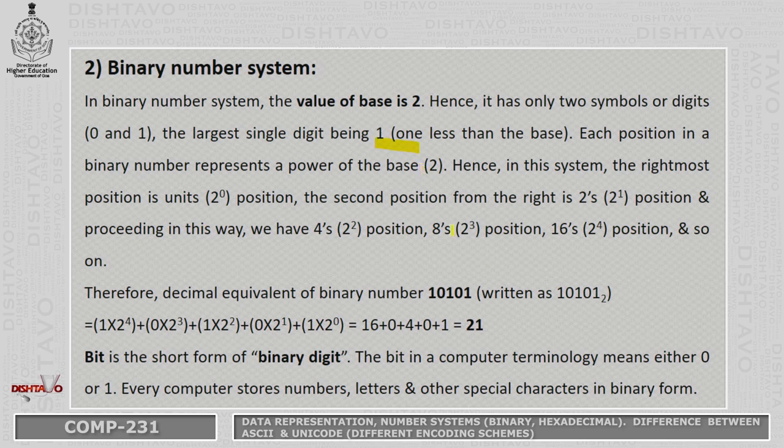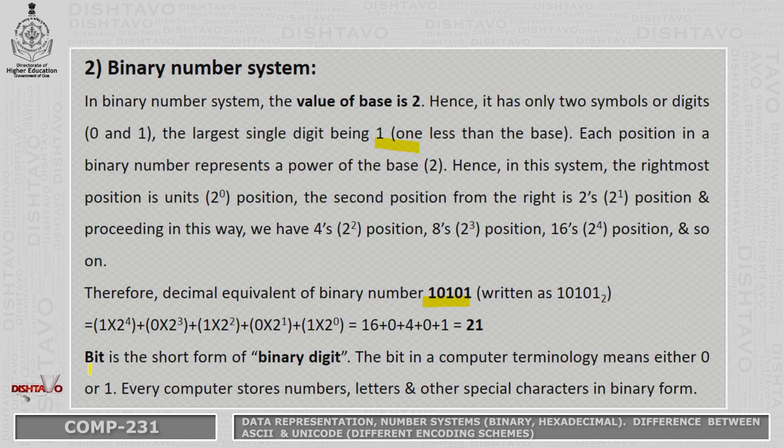Each position in a binary number represents a power of the base, that is 2. Hence, in this system, the rightmost position, the unit, is equal to 2 raised to 0, which is the first position. The second position is equal to 2 raised to 1. Like this, the positions of the numbers are written. Suppose I am taking the number 10101. This number will be written as a binary number like this. We can convert it into decimal also.